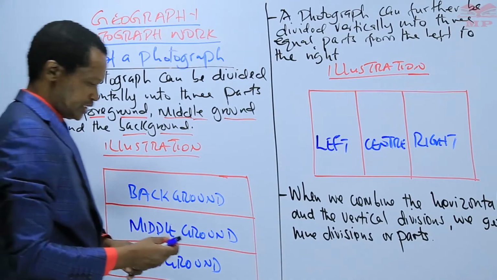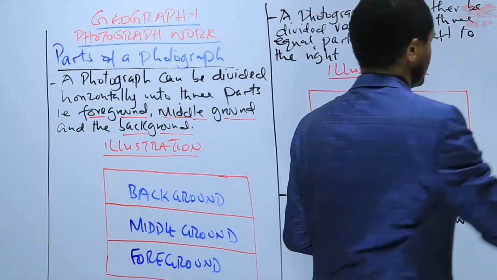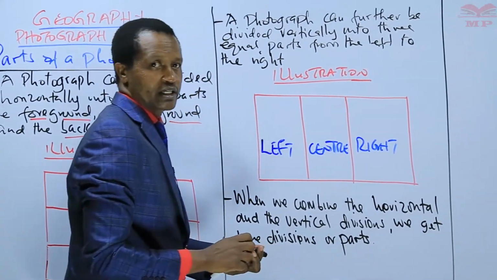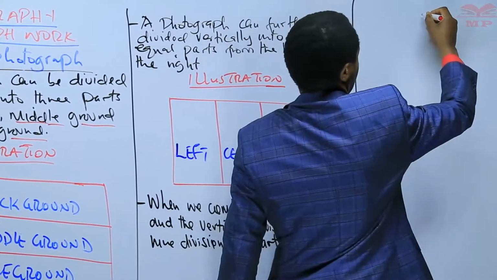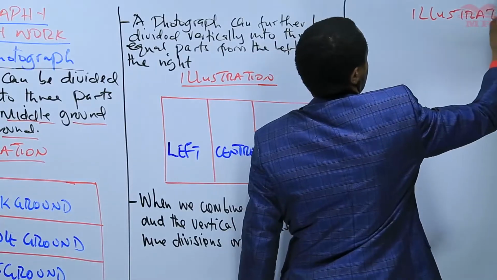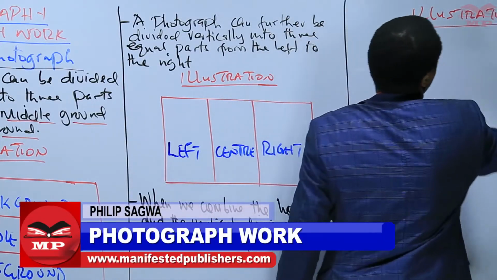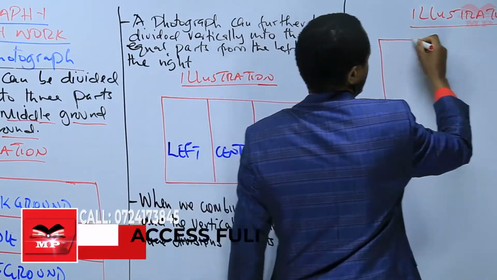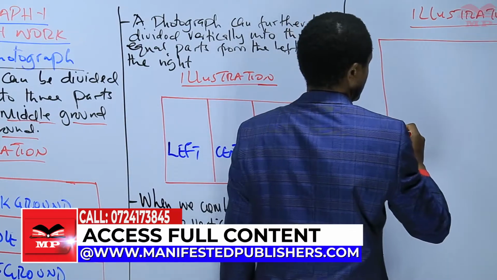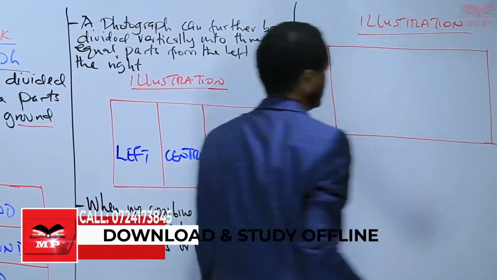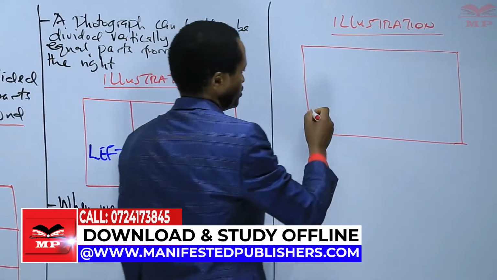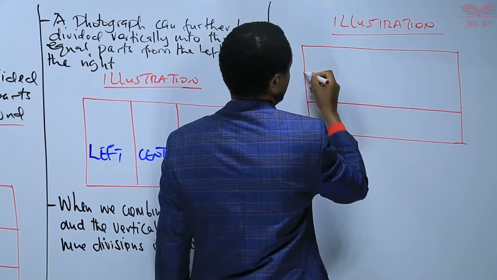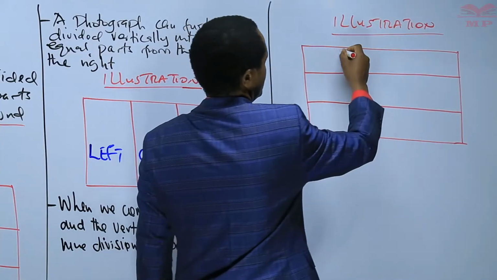So putting down these combinations, learners, allow me to just illustrate. Let me illustrate. Can have an illustration of the 9 combinations. So first of all, this is the horizontal division and the vertical division.